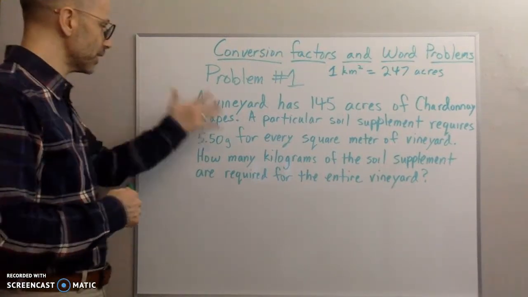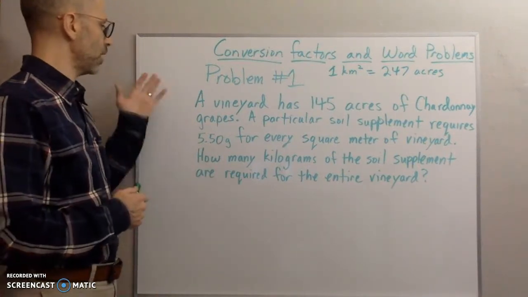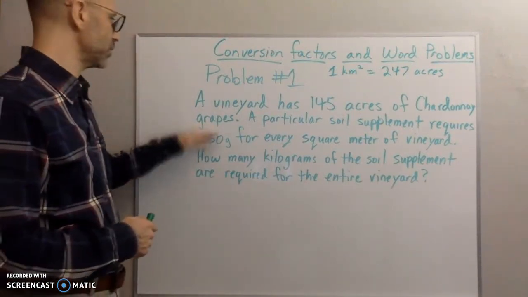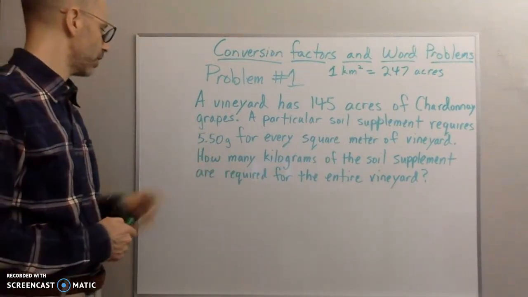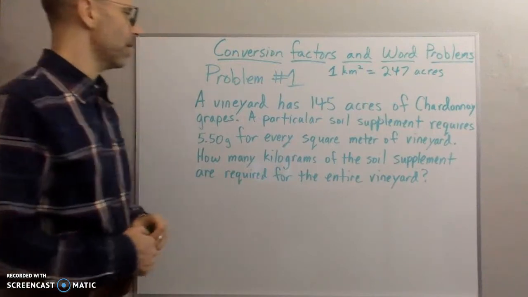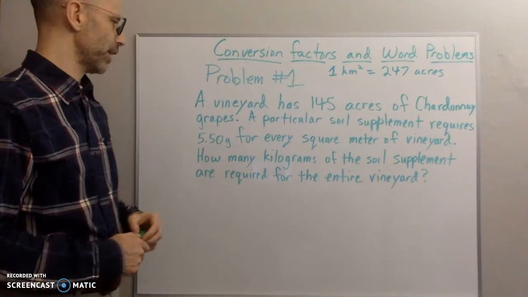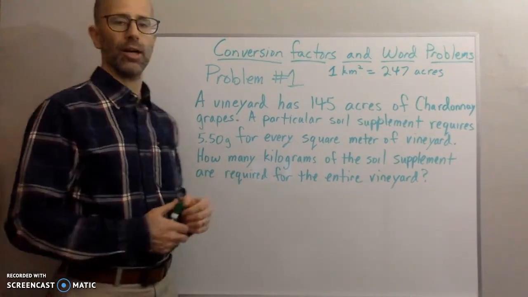So here's an example. First, you read the problem. A vineyard has 145 acres of Chardonnay grapes. A particular soil supplement requires 5.50 grams for every square meter of vineyard. And then they have the question: how many kilograms of the soil supplement are required for the entire vineyard?